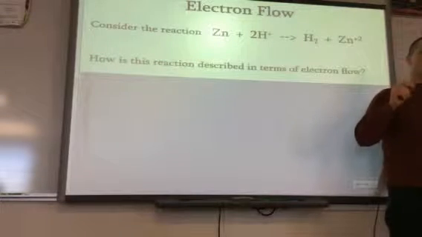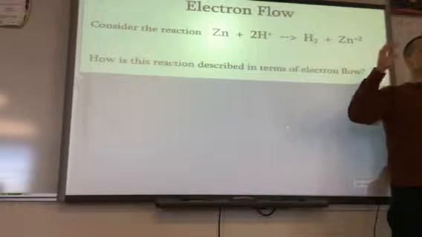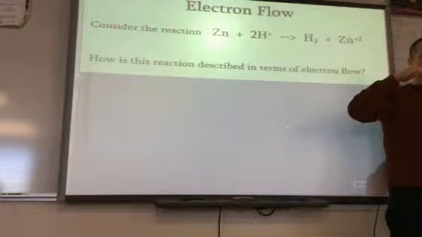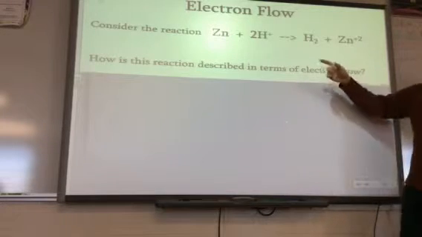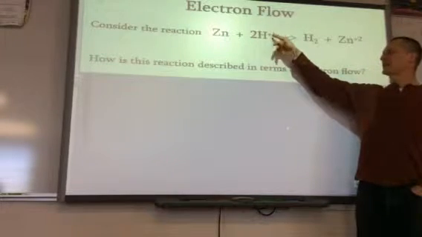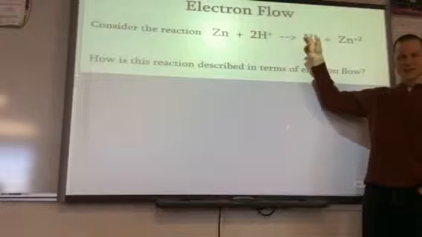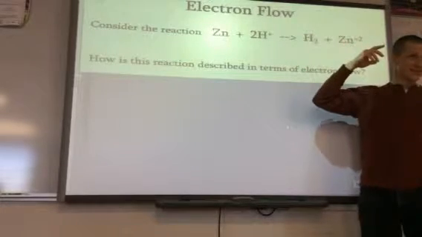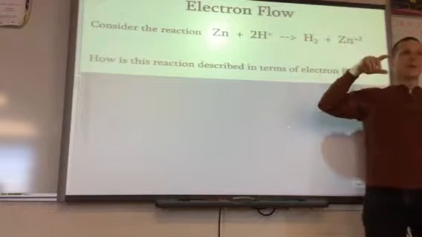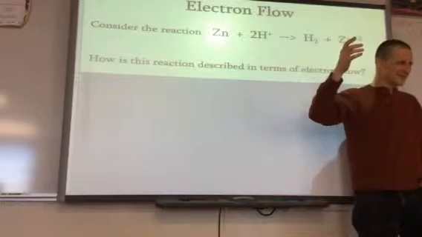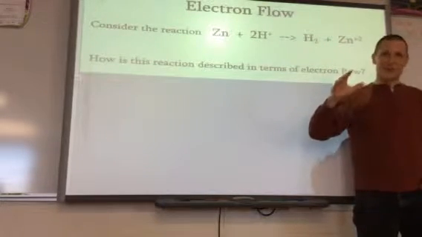But we have to remember electrons are negative particles. So when something goes down in oxidation number, it's because it's gaining electrons. So the hydrogen's oxidation number is going from 1 down to 0 because it gained electrons. And the zinc is going up from 0 up to positive 2 because it lost those negative particles. You see what I'm saying? So be careful with that.